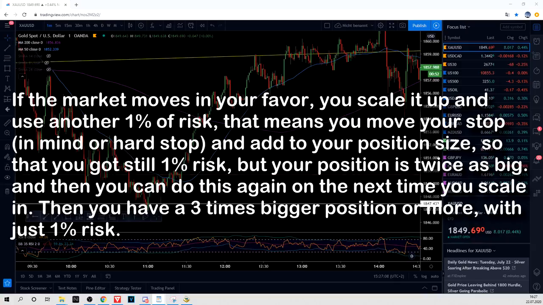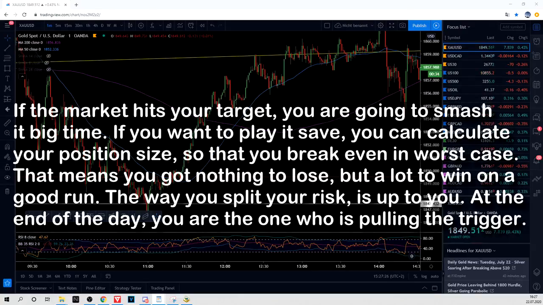Okay, that means you move your stop and add to your position size so that you still have 1% risk, but your position is twice as big. And then you can do this again on the next time you scale in. Then you have a 3 times bigger position or more with just 1% risk. And if the market hits your target, you are going to smash it big time.